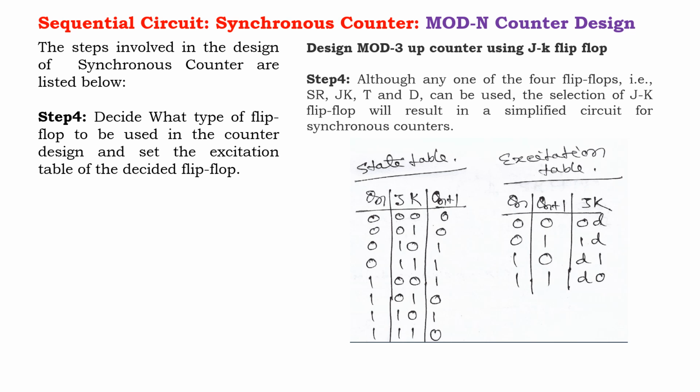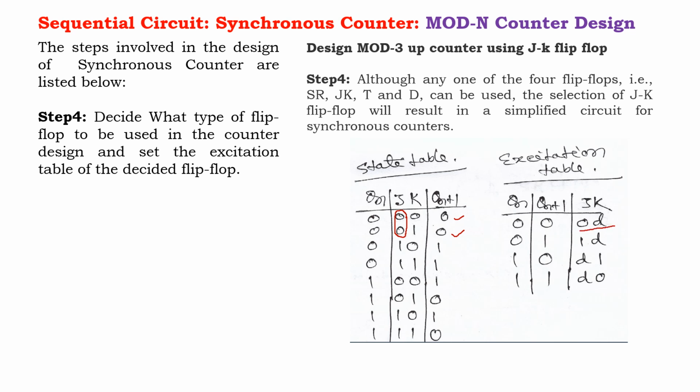The excitation table made from the state table of the JK flip-flop I already discussed in an earlier lecture. So just go for this: 0 to 0 change, 0 to 0 change, 0 to 0 change. So J is fixed at 0 here, so we can neglect K, it is a don't care. For this reason it is 0d.